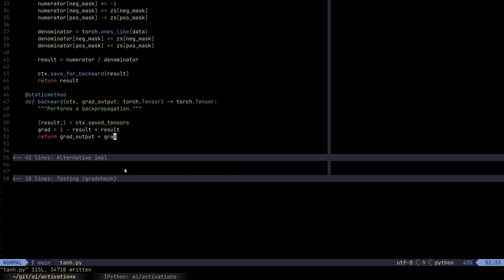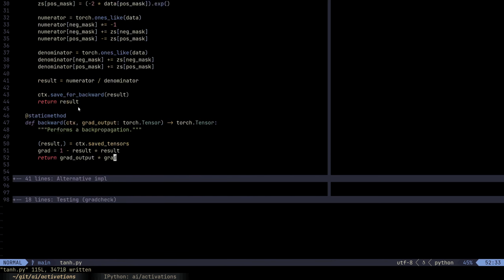So that's the chain rule. We'll multiply the gradient up until this point by the gradient of the tanh activation function, okay? And that's going to be the entire implementation of the tanh activation function. And now we're going to go ahead and test this.